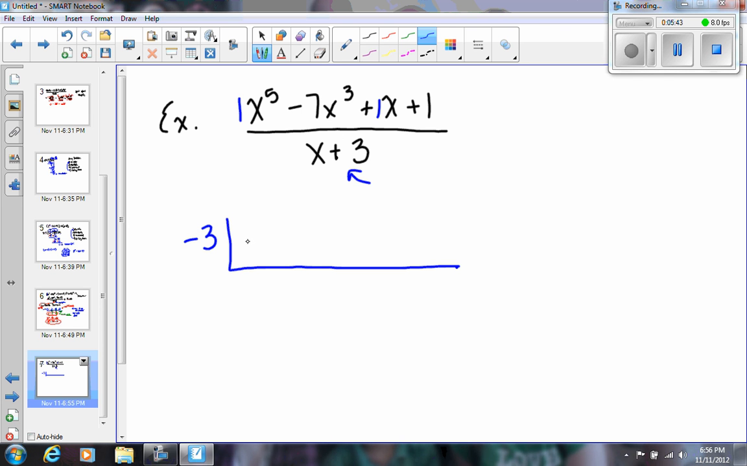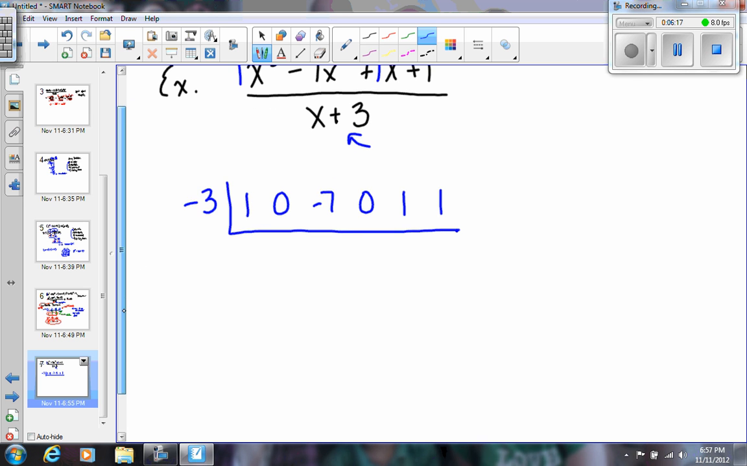So I'm going to have a 1, x to the 5th, 0, x to the 4th, negative 7, x cubed, 0, x squared, and then I have a 1x and a 1. So those are the values that I'm going to put in my synthetic division. Okay, again, make sure you see where they came from. The zeros are because there was no x to the 4th and there was no x squared, and I have to account for every power. So I have to have a value in there for every power.